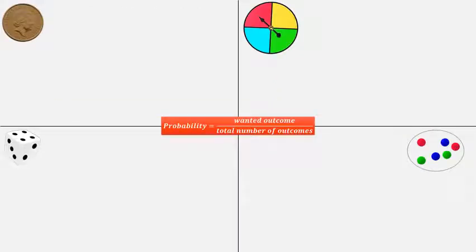Okay, 4 different scenarios. We've got flipping a coin, turning a spinner, rolling a dice, and picking out marbles from a bag. So we're going to show you an example from each. The first example is flipping a coin.